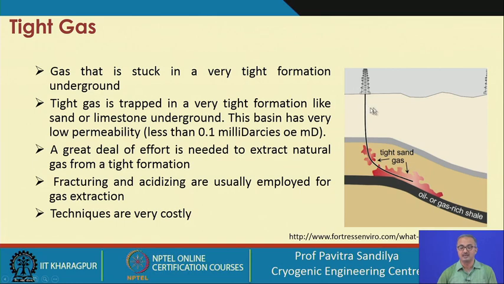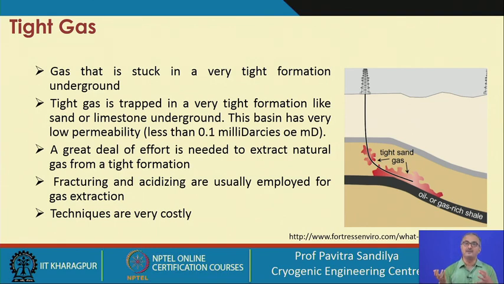Now the tight gas, as the name suggests, is found in tightly formed rocks. By tight, I mean in terms of their permeability. If any substance has very low permeability, then we call it tight. And what is permeability? Permeability is the ability of a material to allow some fluid to pass through it.